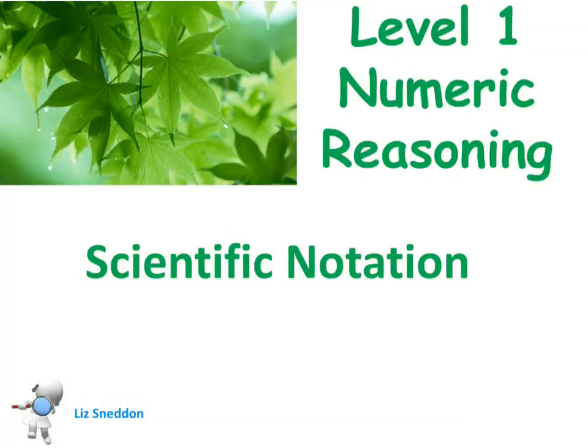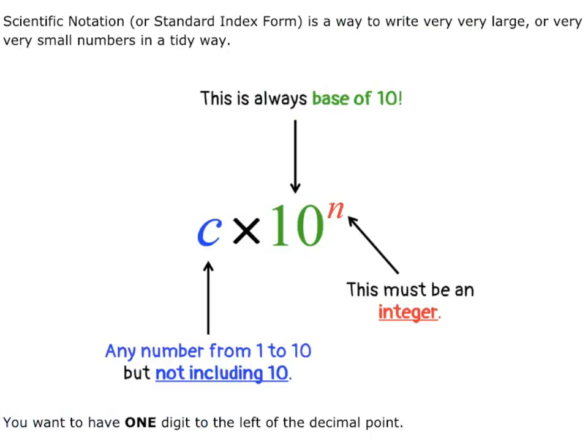Let's have a look at scientific notation. Scientific notation is sometimes also called standard index form, and we use this when we've got either really large numbers or really small numbers, and we do this to write them in a tidy way.